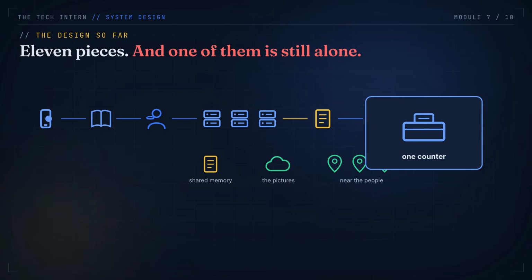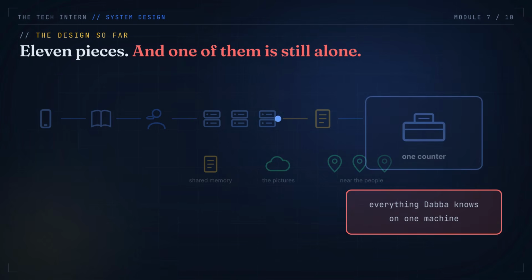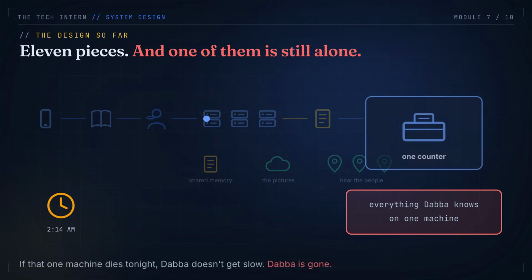11 components. Every one of them added because something specific broke. But look at the very back of the picture. We have 5 app servers so that no single machine's death matters. And behind them, still, is exactly one database, holding every user, every restaurant, every order Dabba has ever taken. If that machine dies at 2 in the morning, and we've already seen a machine do exactly that, Dabba doesn't get slow. Dabba is gone. That's next. Beat of near silence as everything dims to the lone database.